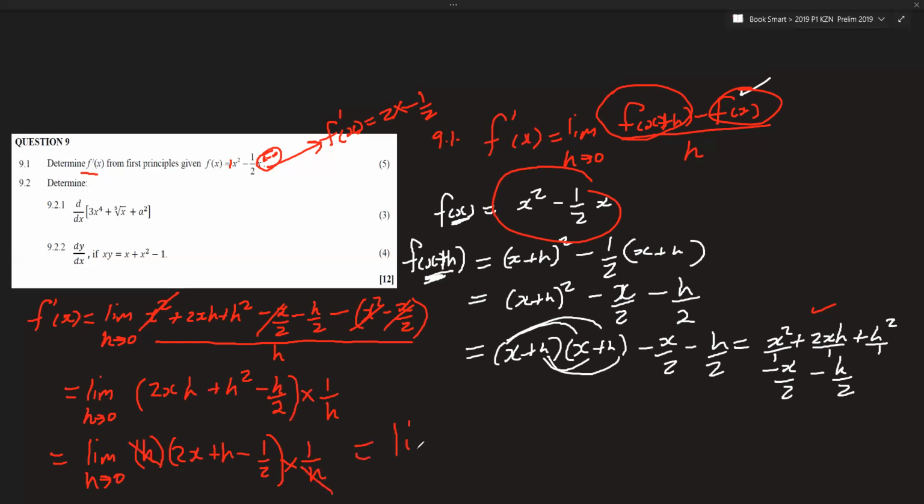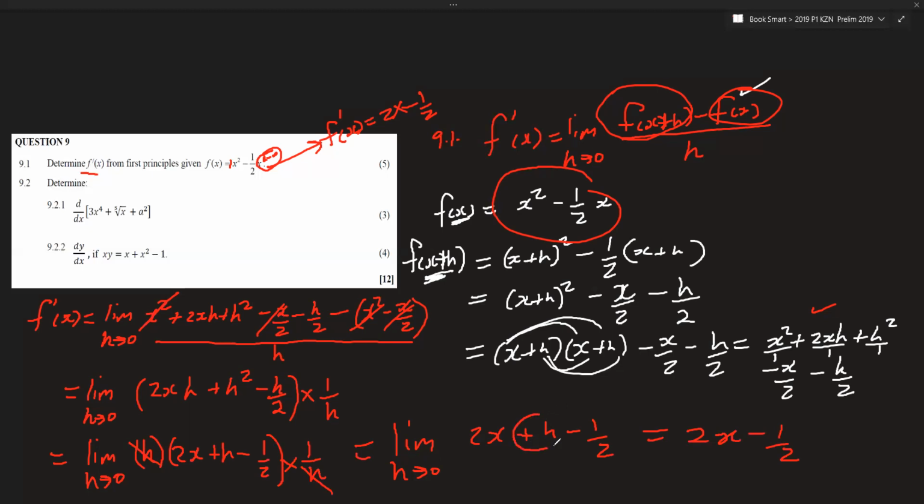So we have the limit as h approaches 0 of 2x plus h minus half, right? Then we can see that if I substitute the 0 there, I will be just left with 2x minus half. I usually advise you to not show the substitution of 0, but I don't think they'll penalize you. But remember, h is approaching 0. It never reaches. So you usually just work it out in your brain.